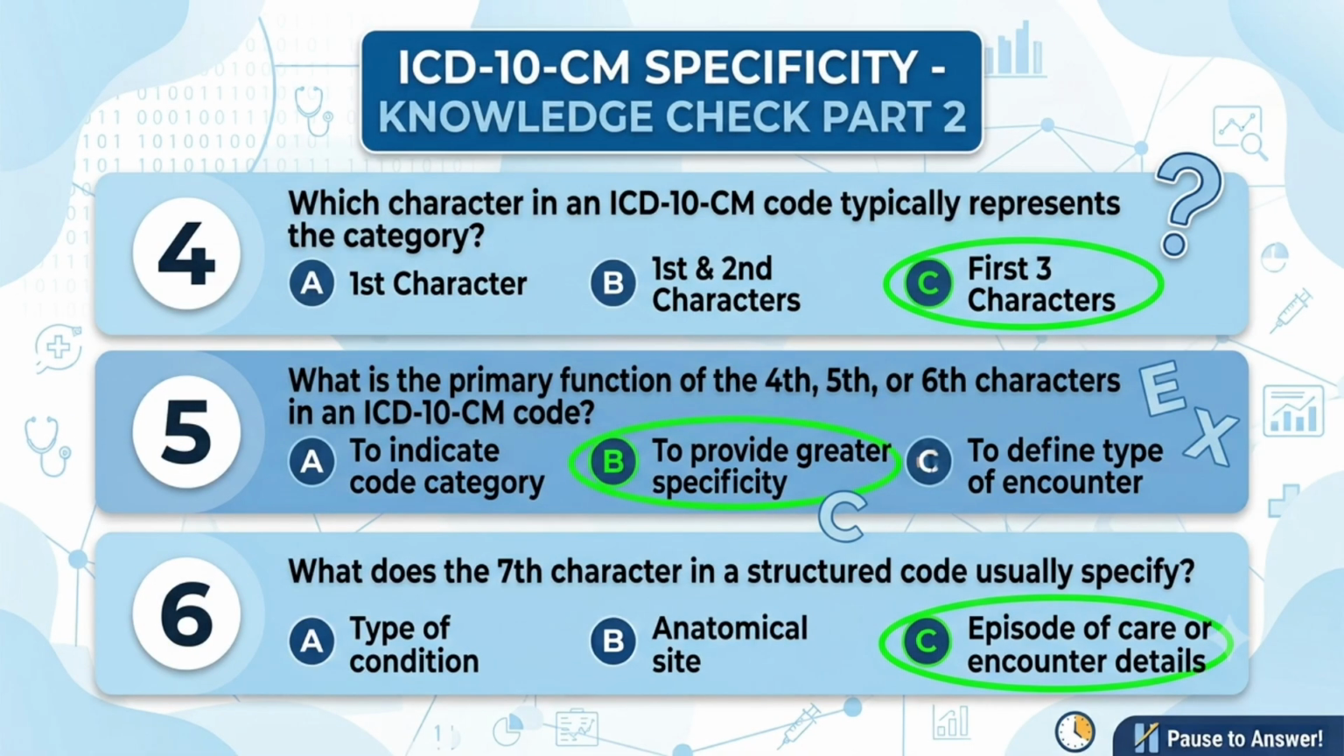For number 4, the category is always represented by the first 3 characters. For number 5, characters 4, 5, and 6 are there to provide greater specificity, like anatomy and laterality. And for number 6, that final 7th character gives us episode of care or encounter details, like initial or subsequent visits. How are we doing so far? Drop your running score down in the comments, and let's head into the final round.